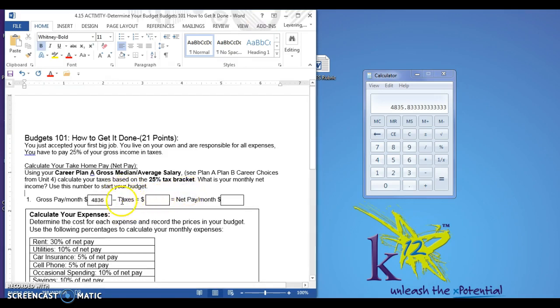Next, I'm going to decide, based on a 25% tax bracket, how much money I'll be paying in taxes on this monthly amount. So I'm going to take that monthly amount and multiply it times 25%, 0.25. And my monthly taxes will be $1,209.